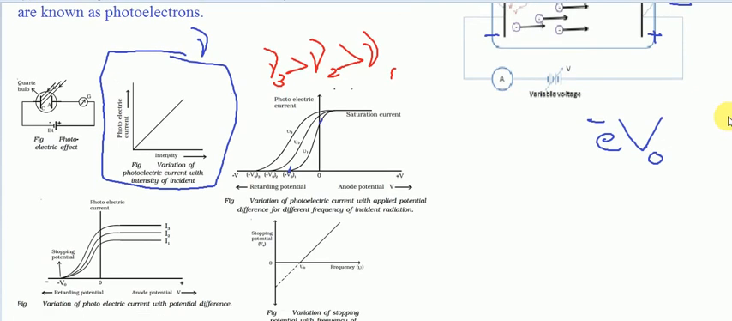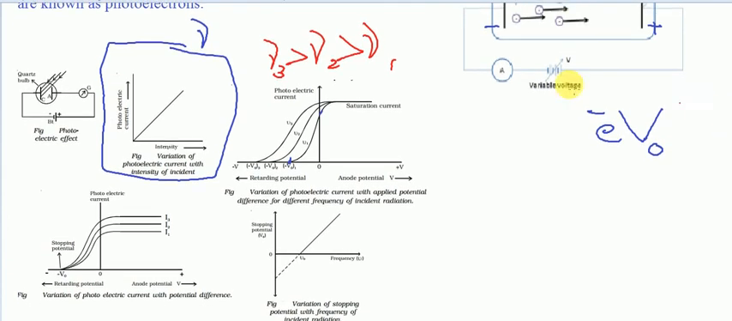Now in another observation, here you can see that the complete experiment is done with a single frequency nu, but various values of intensities are used. So intensity I1, I2, I3. At one particular intensity, we can see the graph that we already discussed. With another intensity, we already learned in the first graph that when the intensity increases, photocurrent also increases.